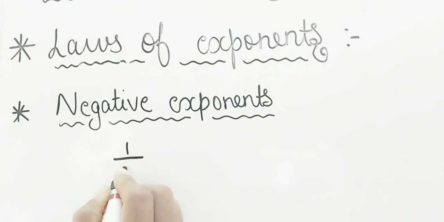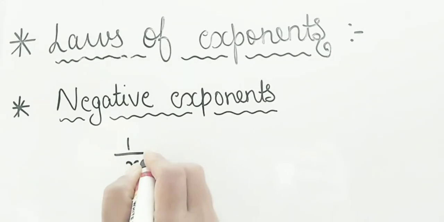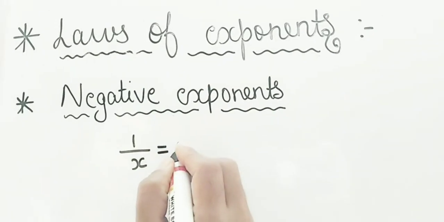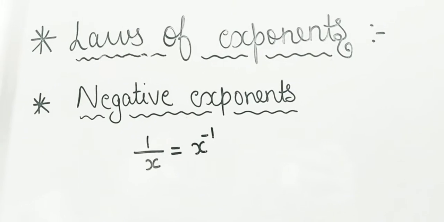1 by x, in the exponential form, can be written as x to the power minus 1.